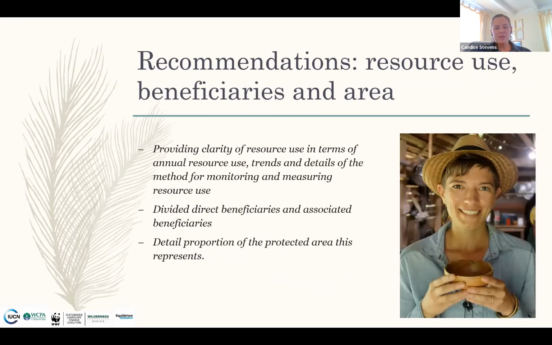Then another thing that's really important is that you've got different types of beneficiaries when you talk about economic benefits. So you've got direct beneficiaries and you've got indirect or associated beneficiaries. And that creates two different lines or streams of reporting that we need to be able to look at. And those can't be ignored.